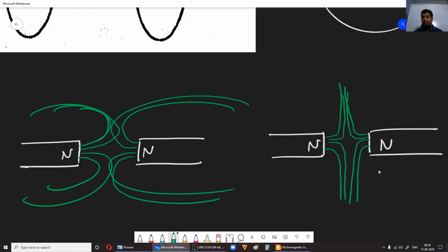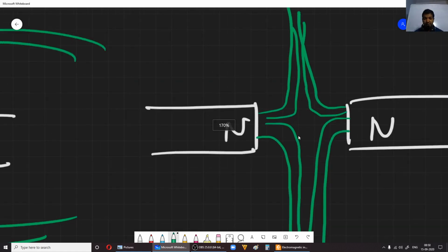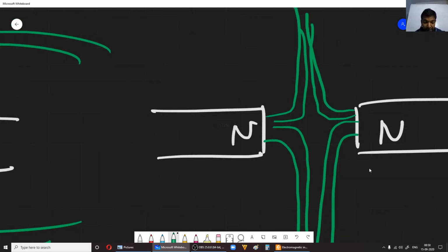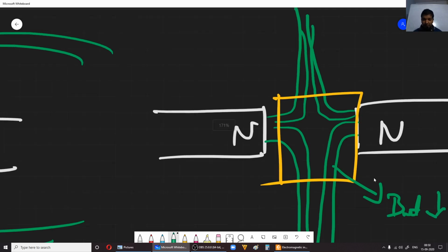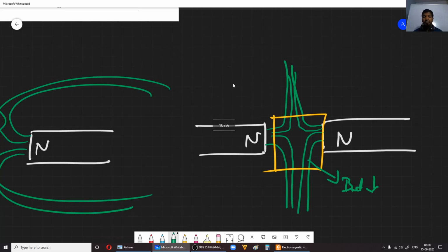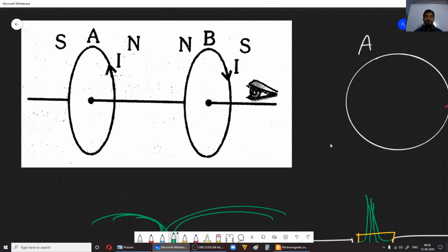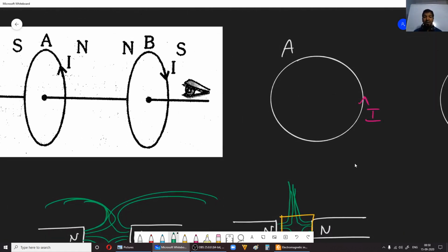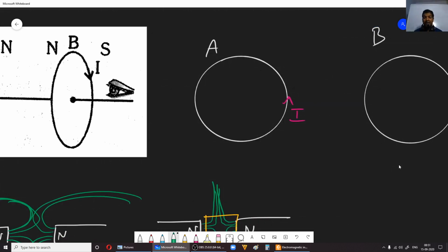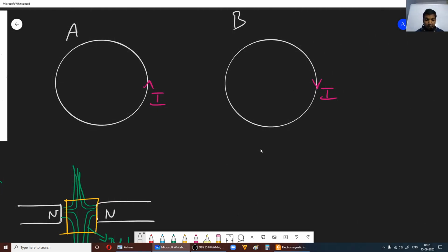So what happens is when you bring them closer and closer, the magnetic field in between the region, between the north pole and north pole, actually decreases. So you can say the net magnetic field decreases. You can clearly make out from this diagram. Now based on that, let us try to answer this question. When you are bringing them towards each other, the magnetic flux through both the coils will actually decrease.